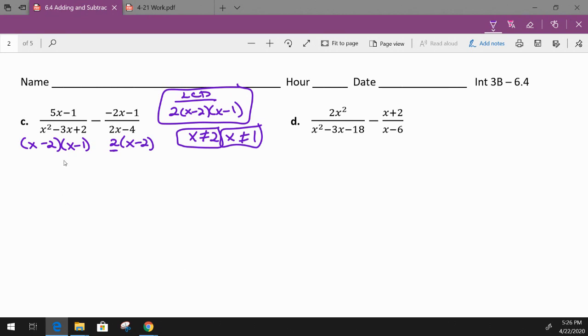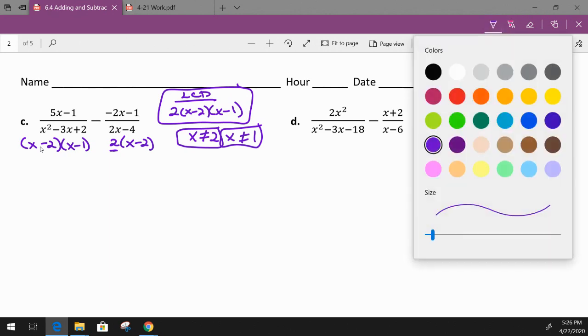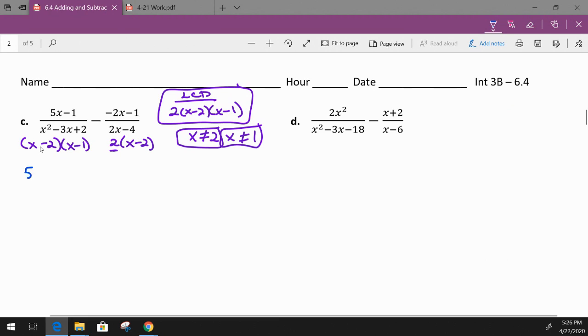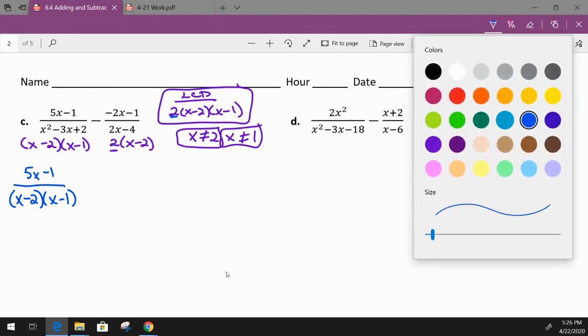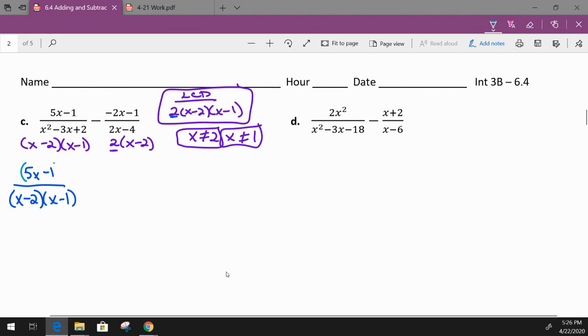So now we need to get a common denominator. Our first fraction has a 5x minus 1 in the numerator, and the denominator is x minus 2 and x minus 1. So the factor that we're missing is 2. So we have to multiply, and since it's a monomial, I'm going to put it in front. I have to multiply the 5x minus 1 by 2. And I'm going to put the 2 in front there to match. So now that matches my least common denominator.